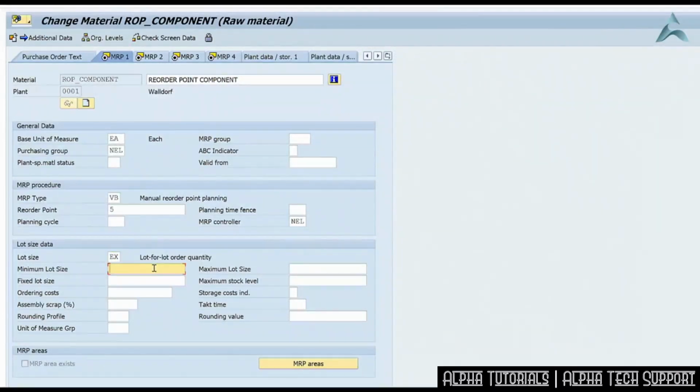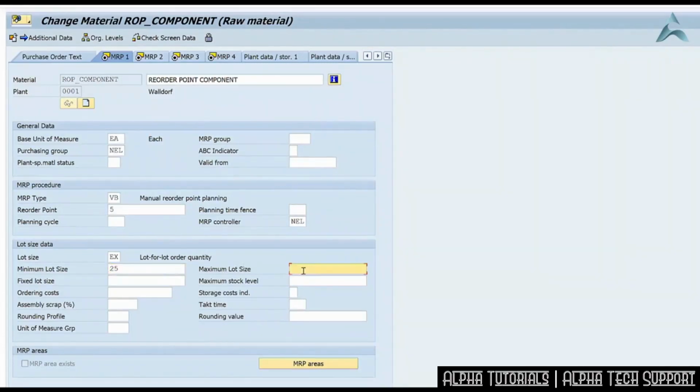However, I will demonstrate that you can still manipulate that order quantity by setting a minimum lot size, a maximum lot size, and a rounding value. So if the supplier of this particular material requires that I order a minimum quantity with every purchase order, I can set that as my minimum lot size. And it is related to your base unit of measure. In this case, it's eaches. So let's just pretend that I have a 25 each minimum order quantity from my vendor.